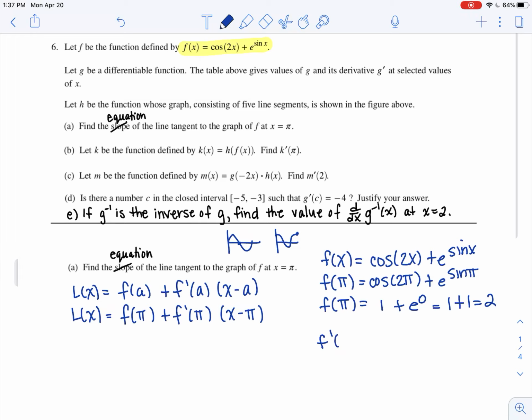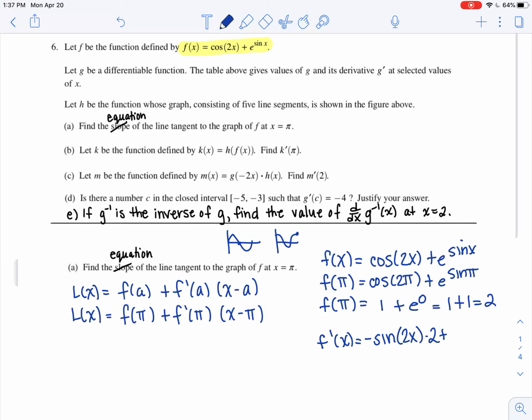It gets a little more complicated when we want to start finding the value for f prime of pi. So let's start by finding what the function would be for f prime of x. You're going to have to use the chain rule here. Think chain rule: derivative of the outside, keep the inside the same, multiply by the derivative of the inside. The derivative of cosine is negative sine. Keep the inside the same, 2x, multiply by the derivative of the inside, which comes out to be 2.